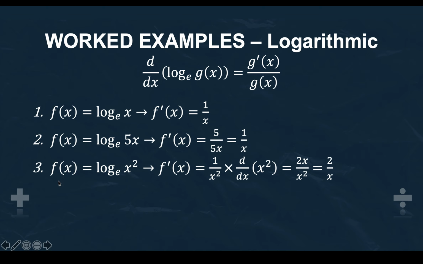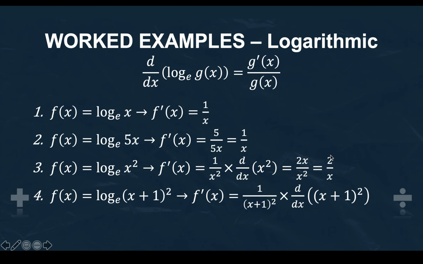Now, next example, f of x equals log e x squared. In this case, g of x is x squared. So the derivative of log e x squared is going to be the derivative of x squared divided by x squared, just shown here. Now, the derivative of x squared is just 2x. So we're left with 2x on x squared, which actually simplifies to 2 divided by x. Okay? So, last example. f of x equals log e (x plus 1) squared.